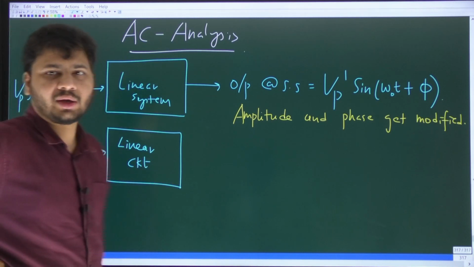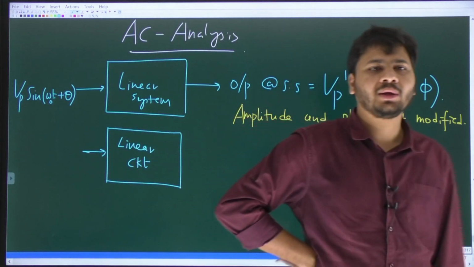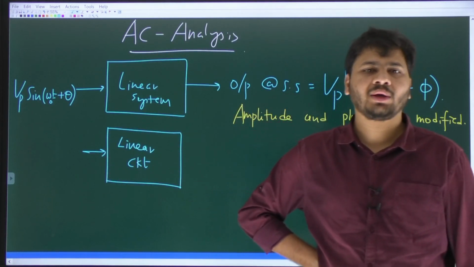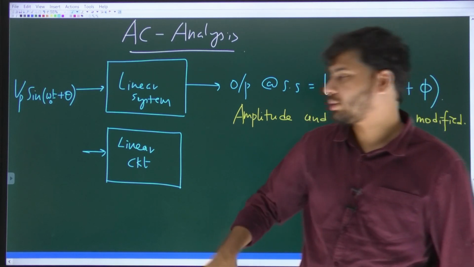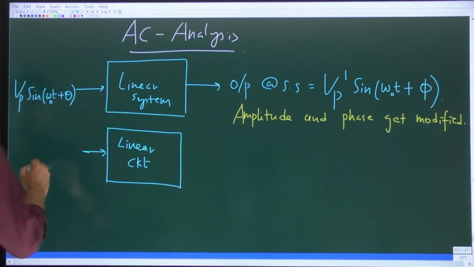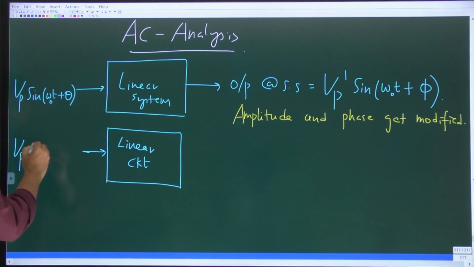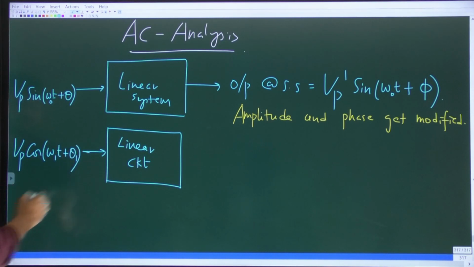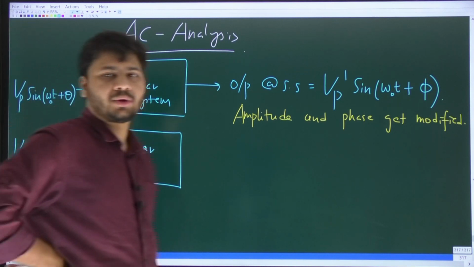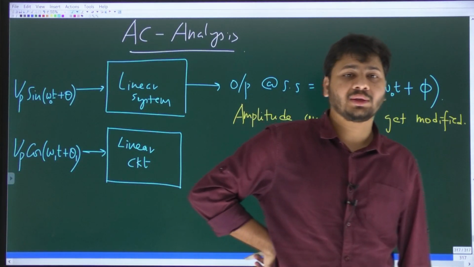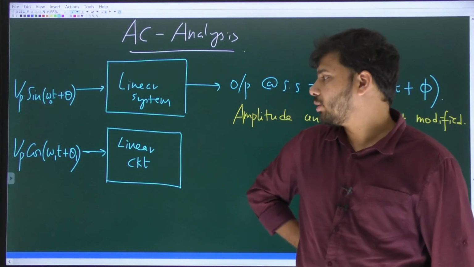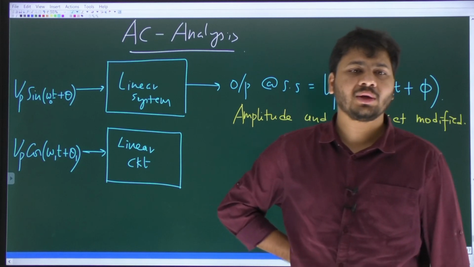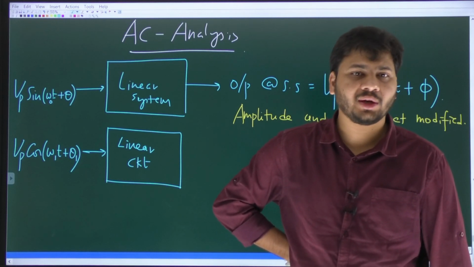And let's say this linear circuit is being driven by a sinusoidal source. It can be a sinusoidal voltage source or a sinusoidal current source. Once again, let the input be some Vp cos(omega 1 t + theta 1). So what is the input source driving this linear circuit? It is a sinusoidal voltage source whose expression is Vp cos(omega 1 t + theta 1).